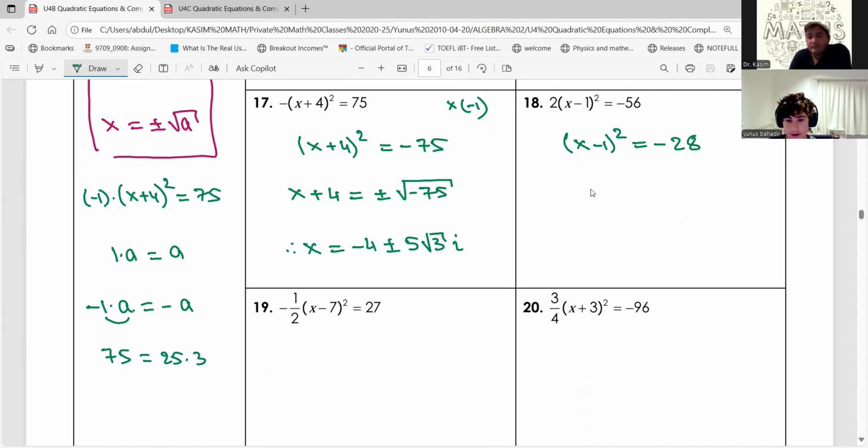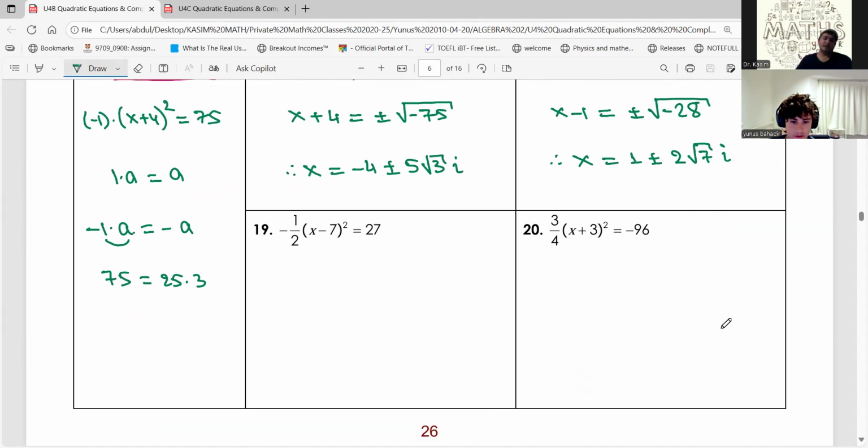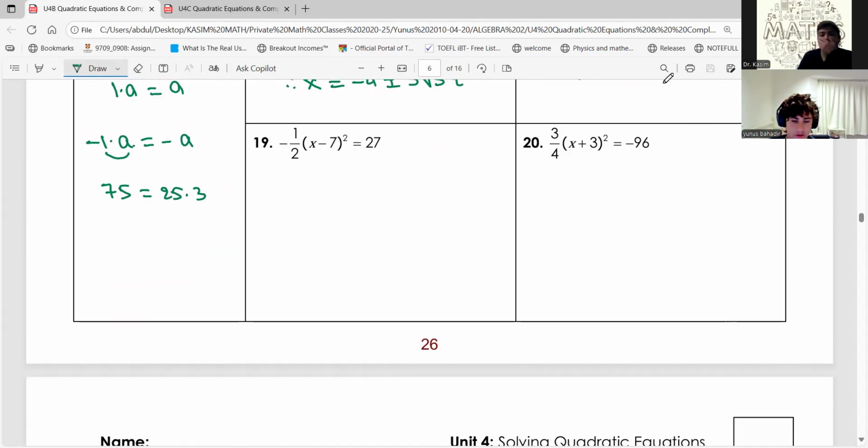And then now x minus 1 equals plus or minus square root of negative 28. Sorry, also actually I need to write 1, right? Yeah, the 1 plus or minus square root of negative 28. And that simplifies to 2 square root of 7, 7i. Okay. Yeah, next. 19. Okay.